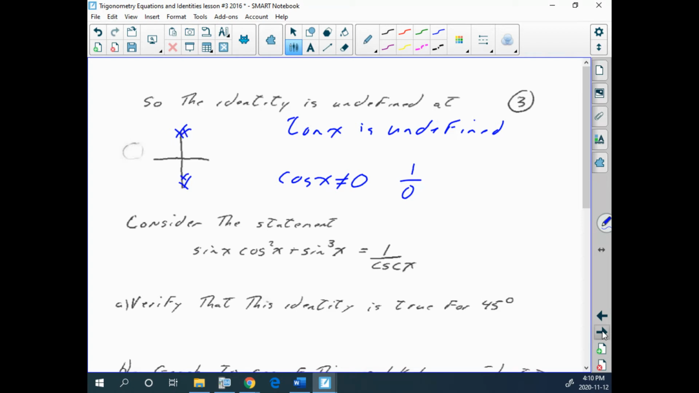So looking at this, the non-permissible values are x cannot equal pi over 2 plus pi n, where n is an integer. Again, we're pi units away from the next one. Each one is pi away, so we just need to add pi to get to the next.